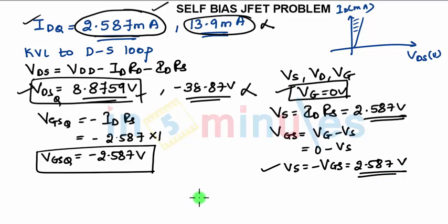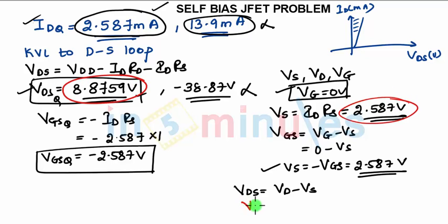Now what you are left with is only VD. You know VDS is VD minus VS. You have got the value of VDSQ, and you know the value of VS. So you can find VD as VDS plus VS. So you'll get it as 11.462 volts. So this is how we have solved it mathematically. Now we can solve it graphically.